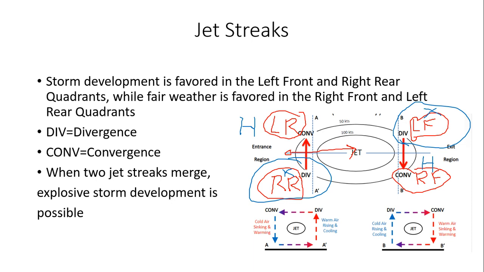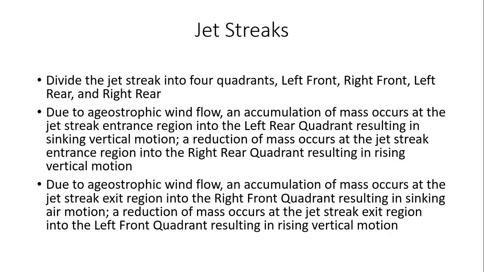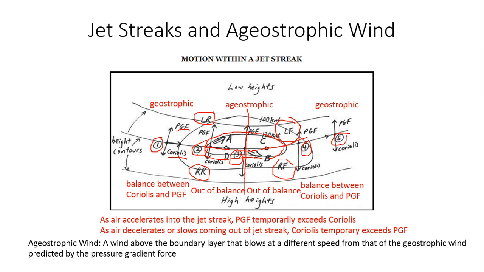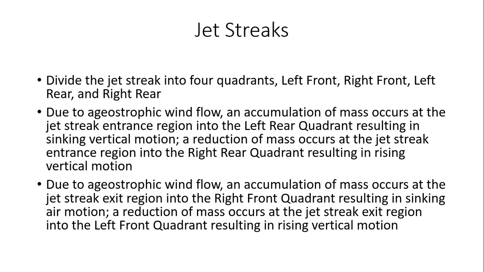So think sinking air right here in the convergent areas. You get upper level convergence, you get sinking air motion. When air sinks, it warms and dries out. But if you're in the divergent quadrant of these jet streaks, you're going to have rising air, and it's going to cool, condense, form clouds, and most likely precipitation. So that is why we analyze this. That's why we look at this.